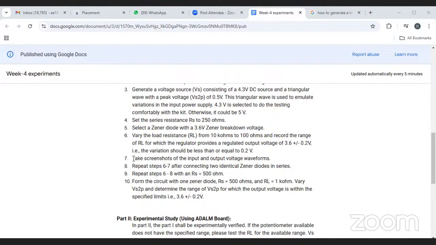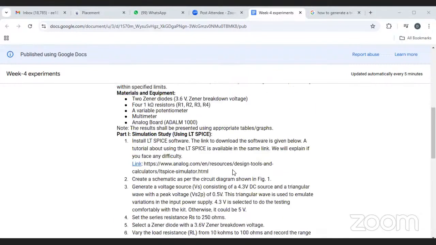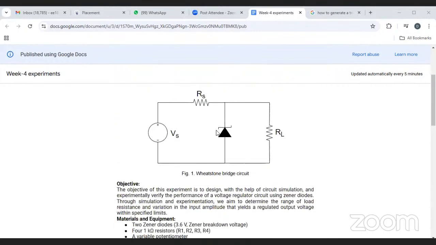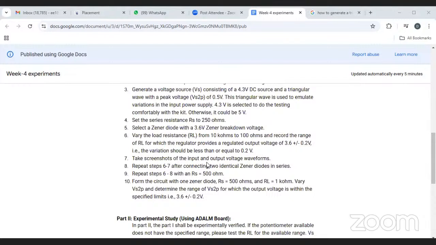Then you have to take screenshots of the input and output voltage waveforms, and repeat steps 6 and 7 after connecting two Zener diodes in series. Now in step 8, here only one Zener diode is there. If you connect another Zener diode in series, what will the breakdown voltage be, how will it change, and how will the range of RL at which we get a regulated voltage across RL change?